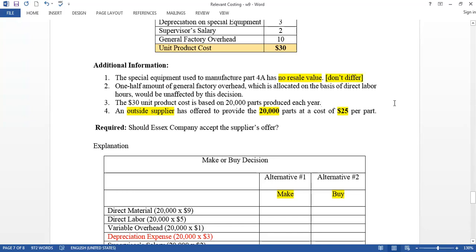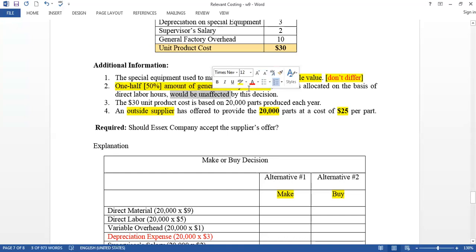It is useless. Okay, so we find a keyword for this topic. That means depreciation does not have any resale value. So it doesn't differ, you make it or buy it. One half again, it is 50%. 50% amount of general factory overhead would be unaffected.